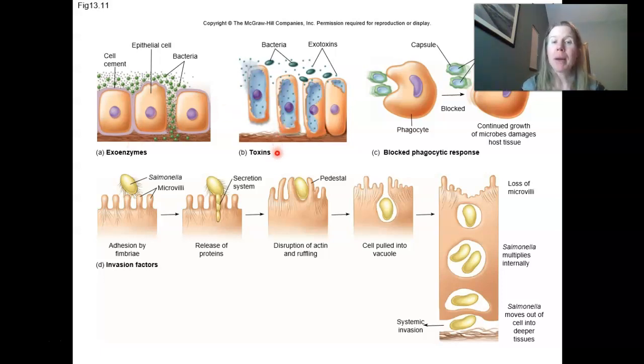Bacteria are also going to produce a variety of different toxins, right? They're just poisons. There might be neurotoxins, right, that damage neurons, hepatotoxins that damage the liver, nephrotoxins, those are ones that damage the kidney, enterotoxins would destroy the gut lining, hemotoxin, destroy blood cells, etc.